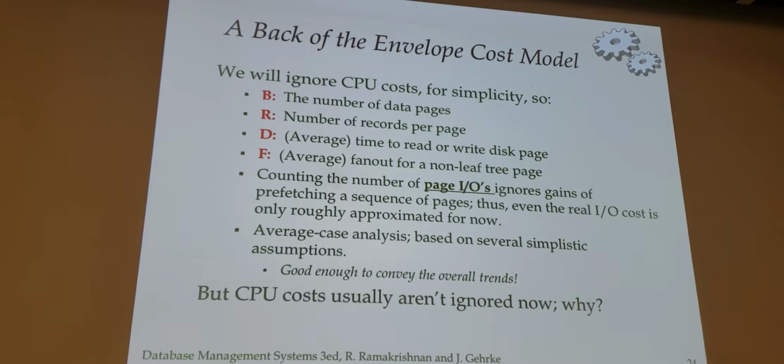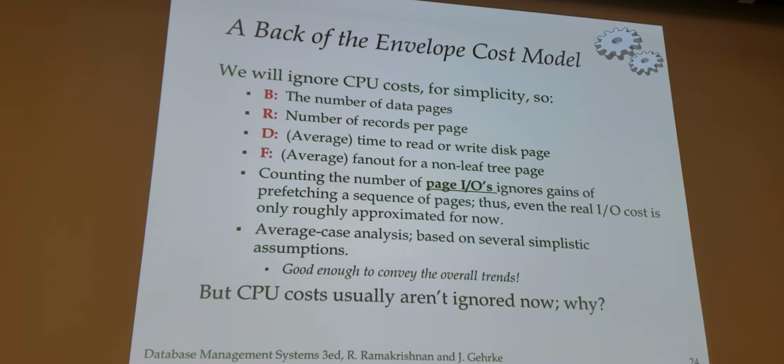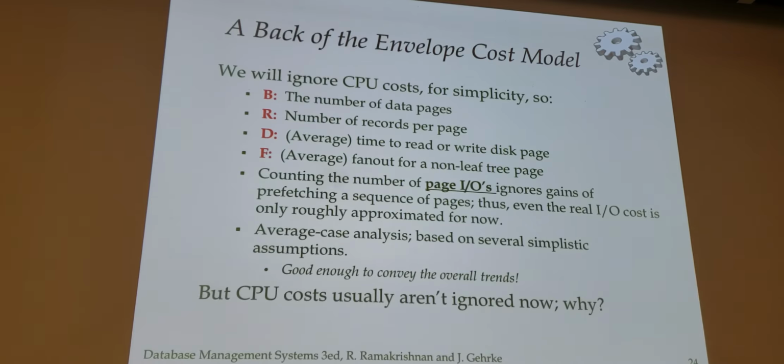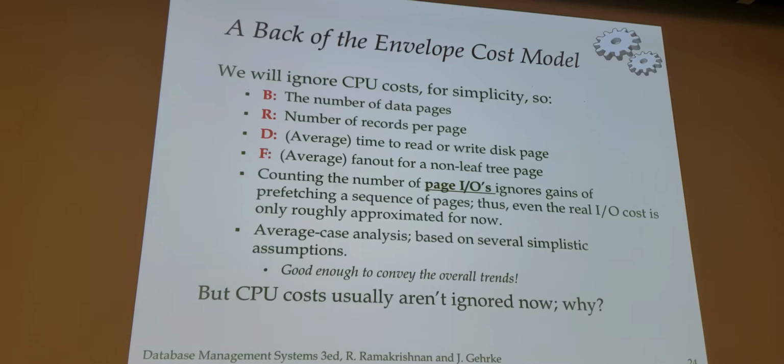So we're not talking about that. We're going over some formulas so you can understand what's involved, but they're not the real things you would use in practice. A term that is important is the fan out that you have inside your B tree, the fan out for a non-leaf page. How many kids do you have in the B tree? We're just counting the IOs.